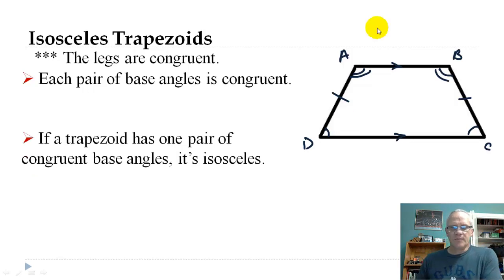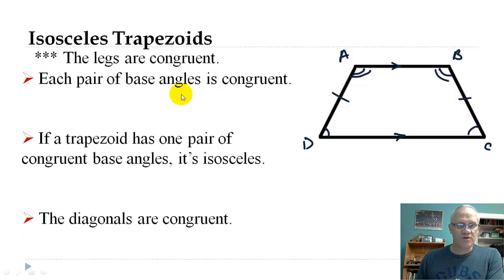And so if a trapezoid has one pair of congruent base angles, then it's isosceles. This is kind of an extra thing that they throw in there. That's basically what we just said: if you have a trapezoid and you knew that C and D were congruent, well then A and B would have to be congruent as well. So it's really just another way of looking at what we just talked about.